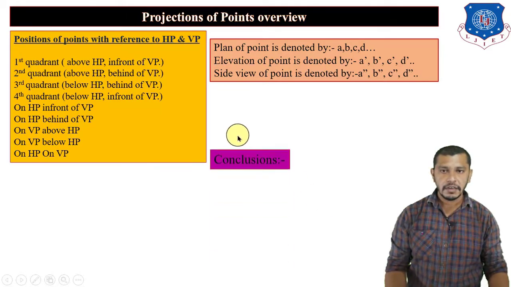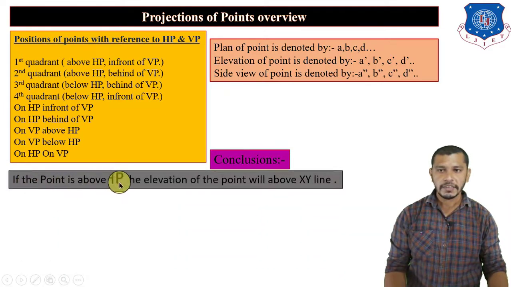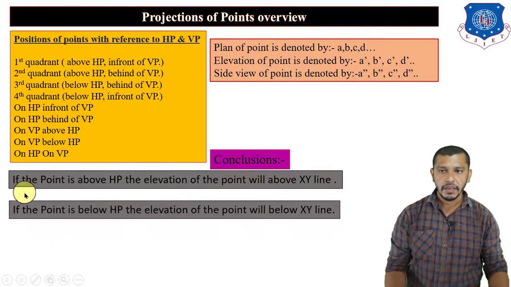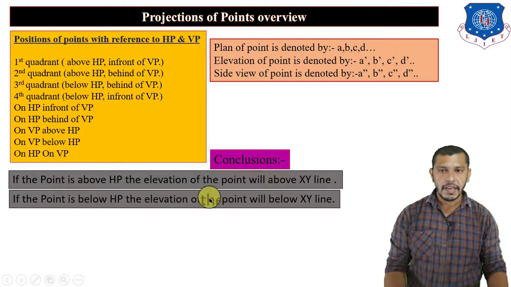So let us see the conclusion of projection of points. If the point is above HP, we will get the elevation of the point above the XY reference line. That means if the point is 20 mm above HP, the elevation of that point will be 20 mm above the XY reference line. If the point is below HP, the elevation of the point will be below the XY reference line. So if the point is given 15 mm below HP, we will get the elevation of that point 15 mm below the XY reference line.